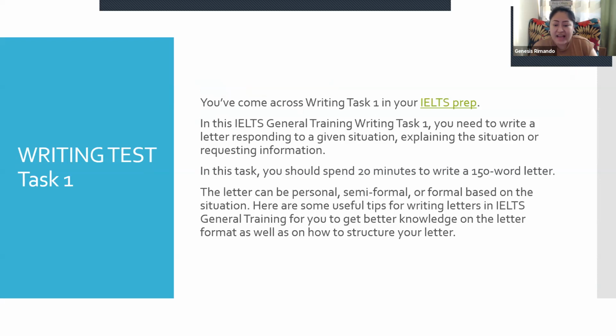Ideally, for task 1, you have to spend 20 minutes. But if you can do it in less, say 15 minutes, that would be better. At least you would have more time doing task 2. So ideally it should be around 20 minutes, and you have to write up a 150-word letter. 150, 160, 170, that's good. So as mentioned earlier, it can be personal, semi-formal, or formal. Personal if you're writing to a friend.